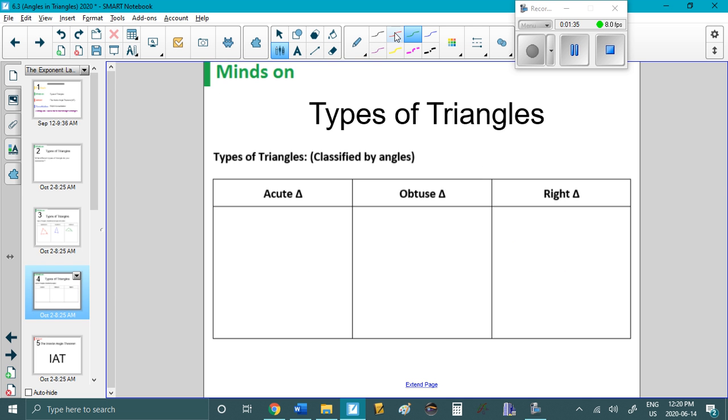All right, an acute triangle, well, I actually just drew an acute triangle. That's where all three angles are less than 90. In an obtuse triangle, we have one big angle that's greater than 90. And in a right triangle, of course, we have a right angle. And the side lengths don't matter for these, it's just about the angles.